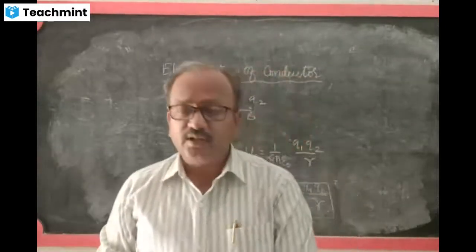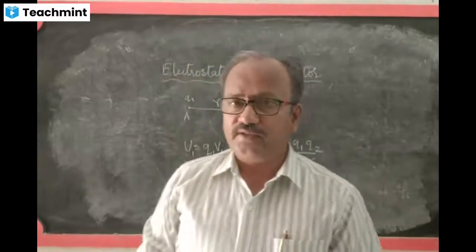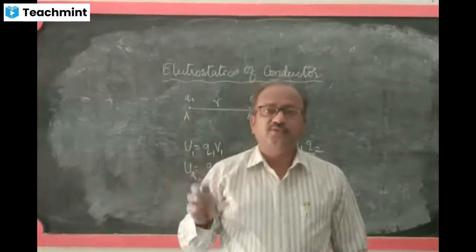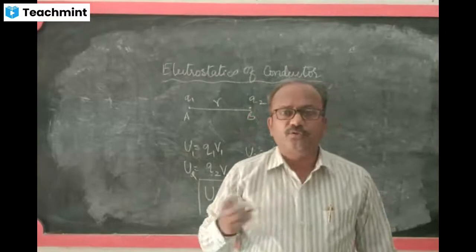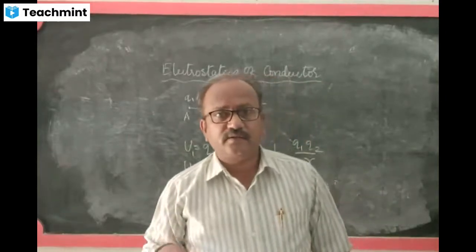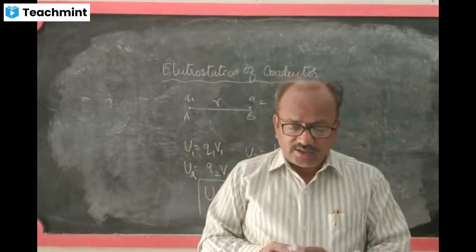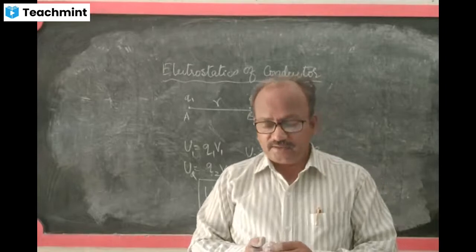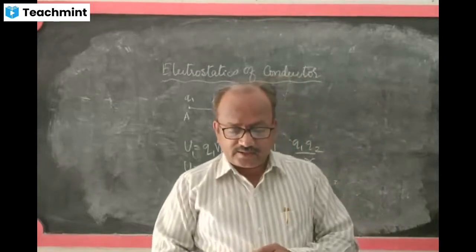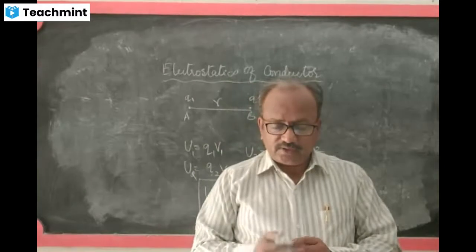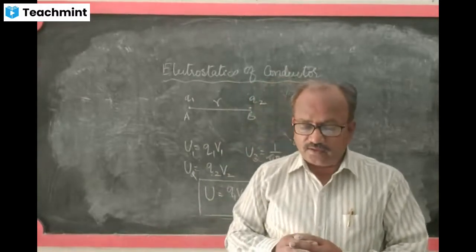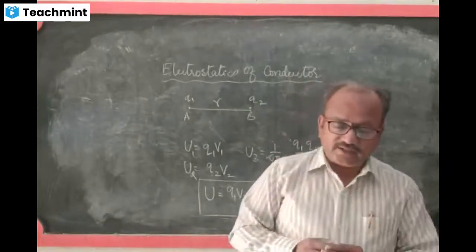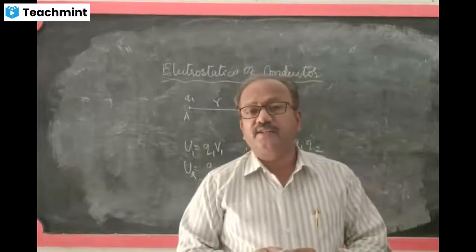Because you already know the meaning of conductors and insulators from the previous classes. That is, a conductor is a material which allows charges to flow through it, and such materials are called conductors. These conductors contain mobile charge carriers and conduct electricity. So here are some important results regarding the electrostatics of conductors. The first one is, inside a conductor the electric field is zero.